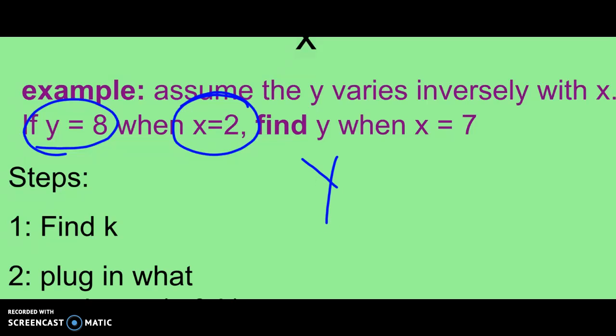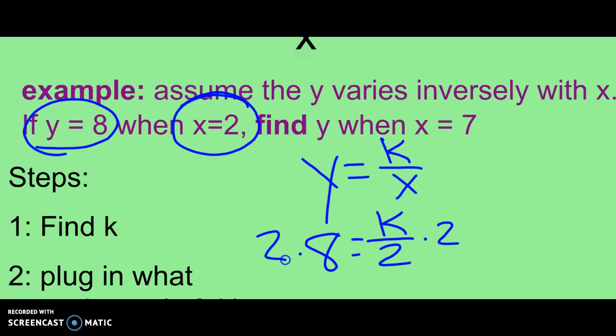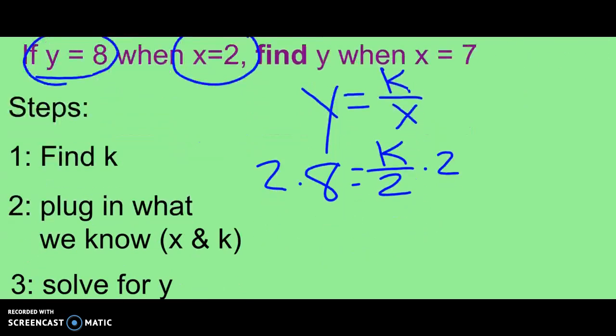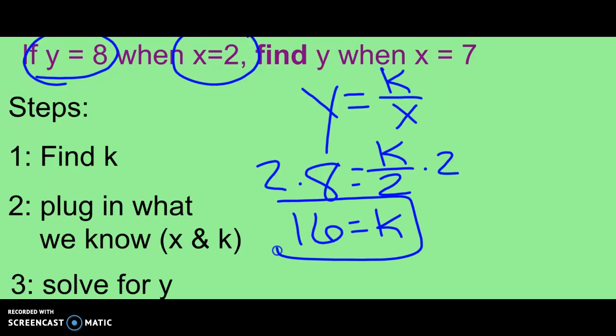So here's our equation. Y equals k over x. Plug in our variables. So 8 is equal to k over 2. Multiply both sides by 2, and we get 16 is equal to our k. Well, that's not quite what we need, all right?